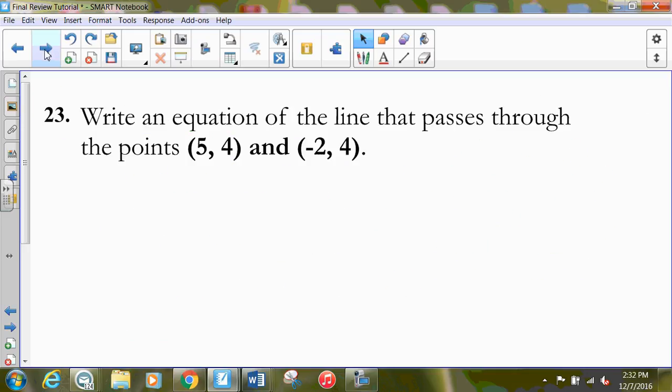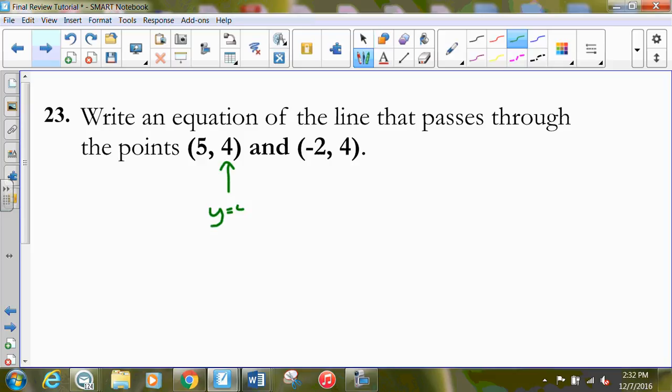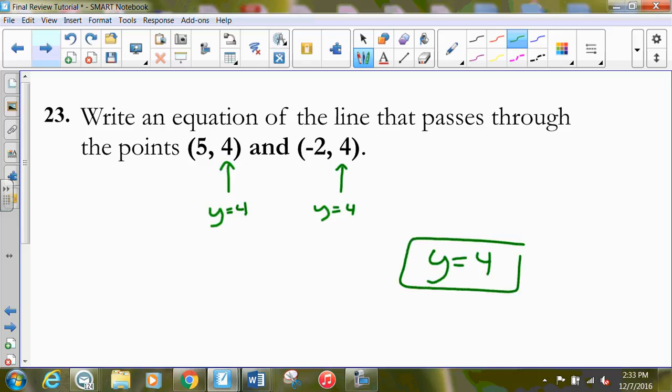All right, write an equation of the line that passes through the points 5, 4 and negative 2, 4. Hallelujah, we do not need to do a table, do we? Because what do we notice right away? For this point, y equals 4. For this point, y equals 4. What do you think the name of this line is? The name of this line is y equals 4, and all the points on this line have 4 where the y value is in the coordinate point. So that's pretty cool.